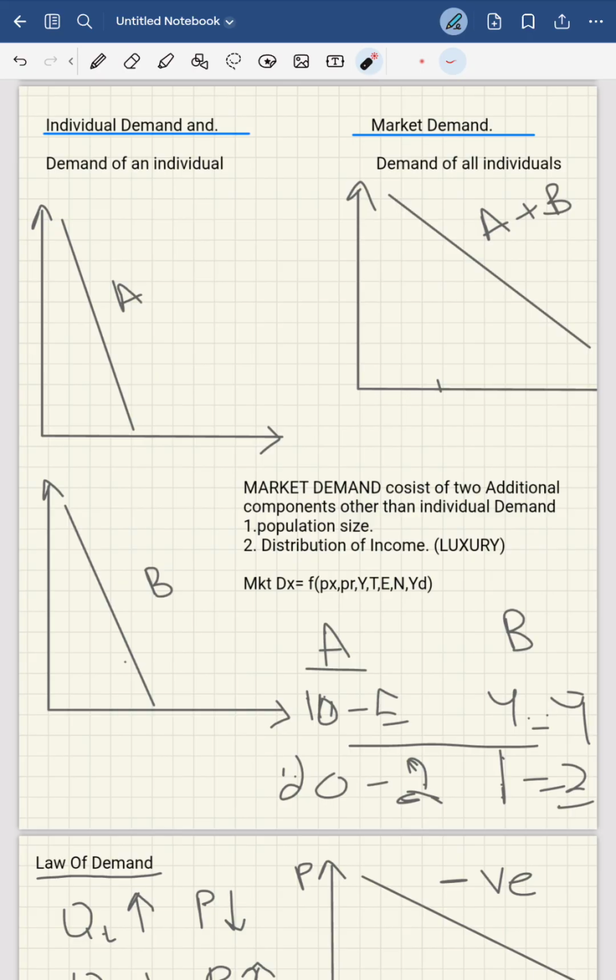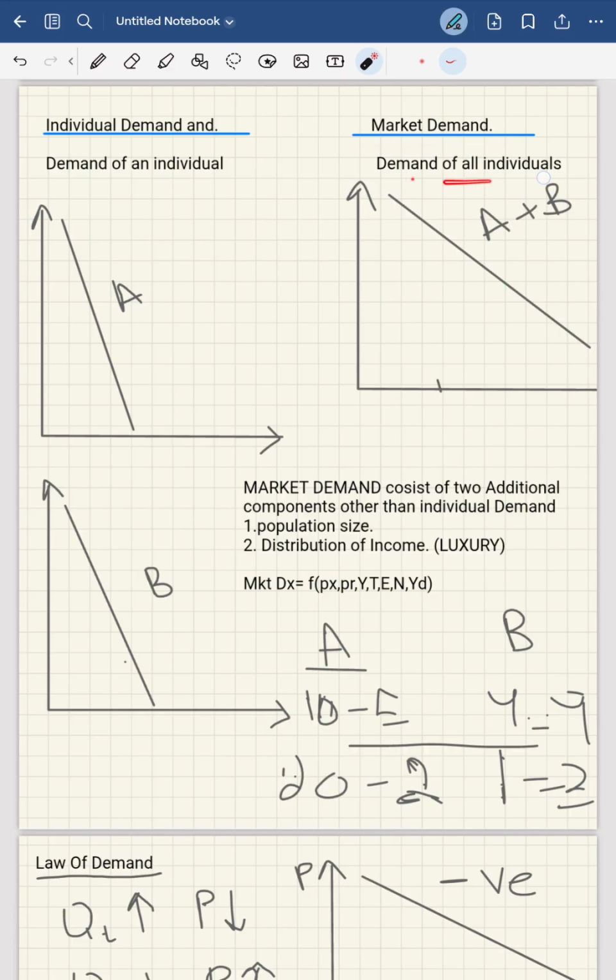Next, individual demand and market demand. Individual demand means the demand of a particular individual in an economy, in a society or in a country, anything. The demand of a single individual is known as individual demand. Like here consumer A, its demand, and here is consumer B, its demand. But in the case of market demand, it is a macro concept. Individual demand is a micro concept, but market demand is a macro concept.